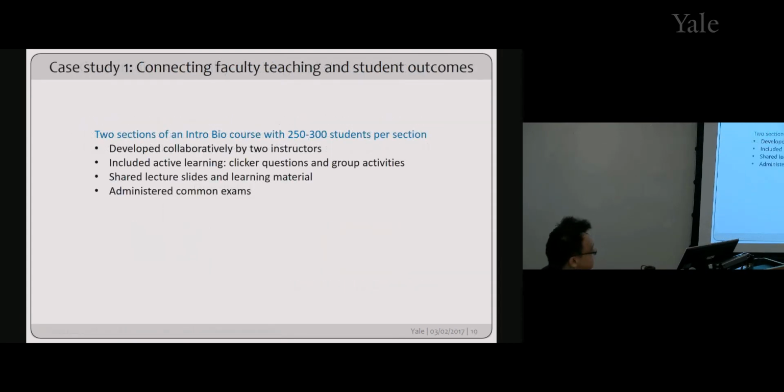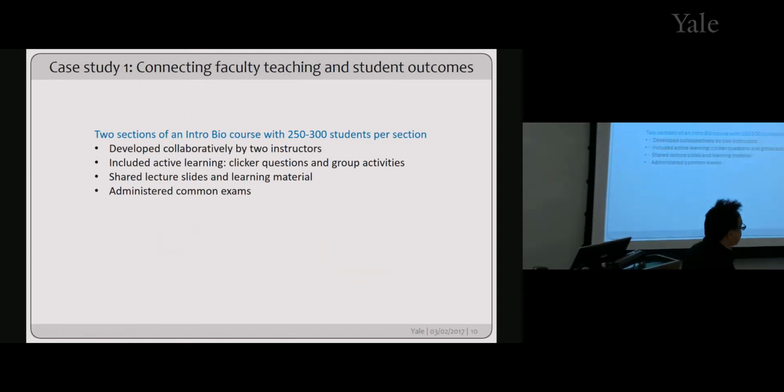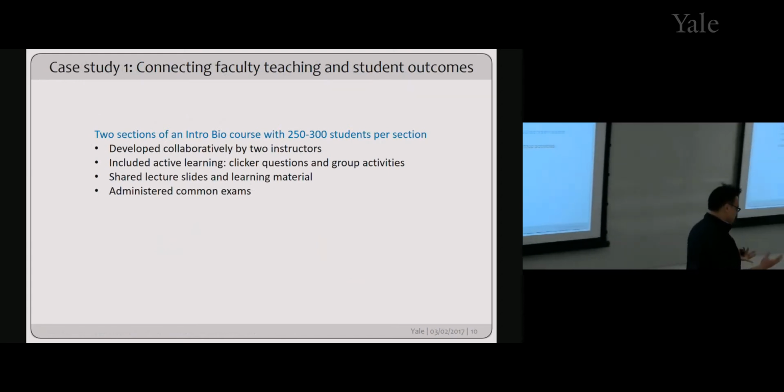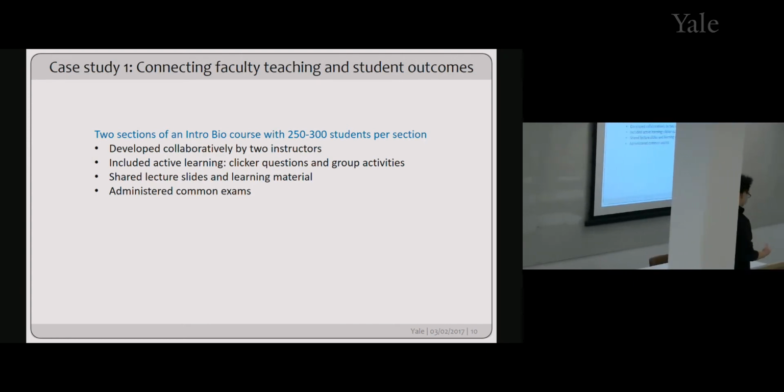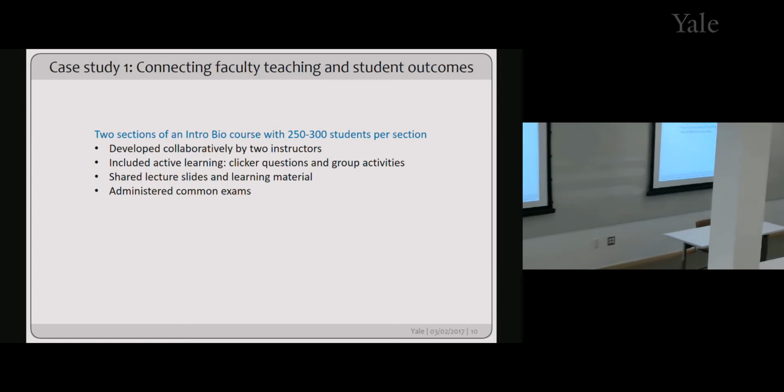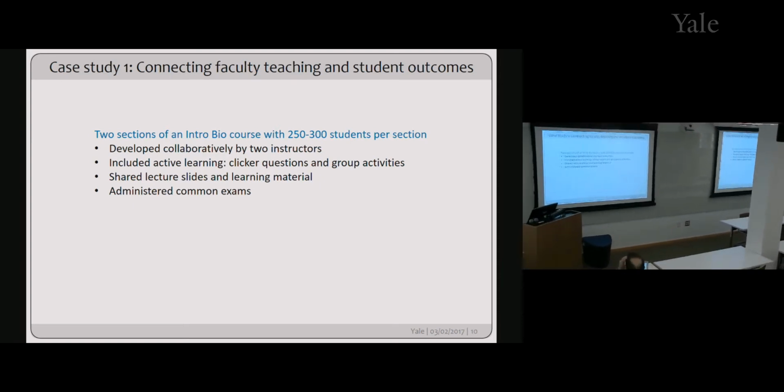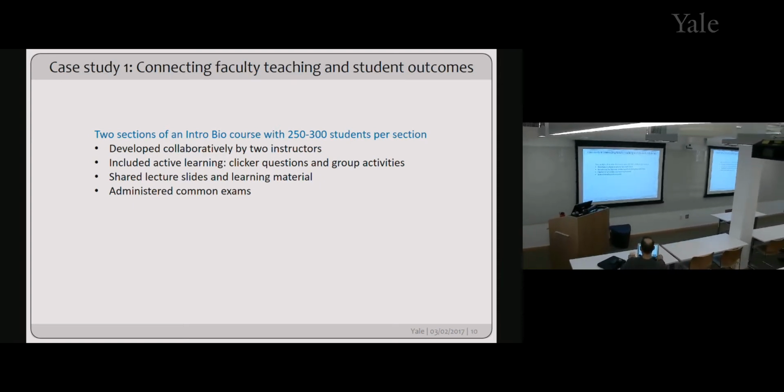Right, so the first case: these two wonderful colleagues developed a new course together. They developed it collaboratively and included a lot of different kinds of active learning activities. This is a large lecture with 200, 300 students where they have clicker questions. They also sometimes have large group activities where, for 15 minutes of the class session, students are working on problems together, right?